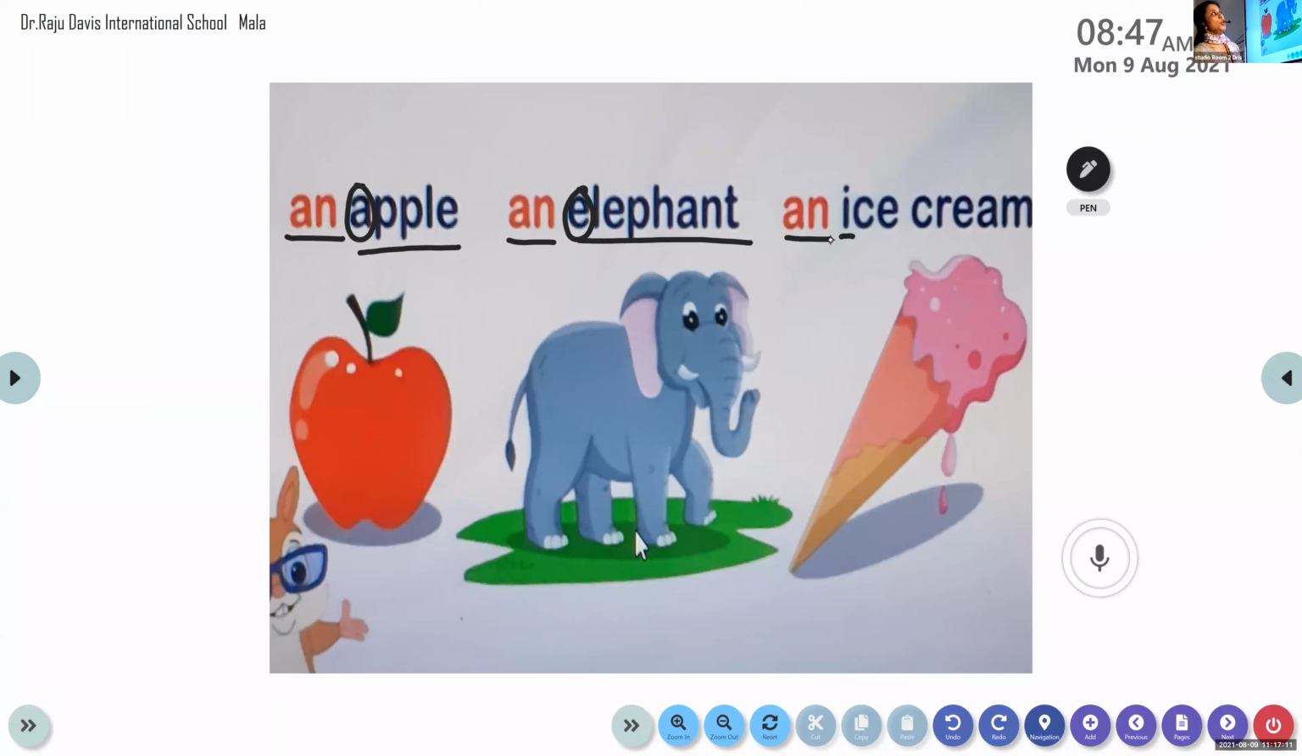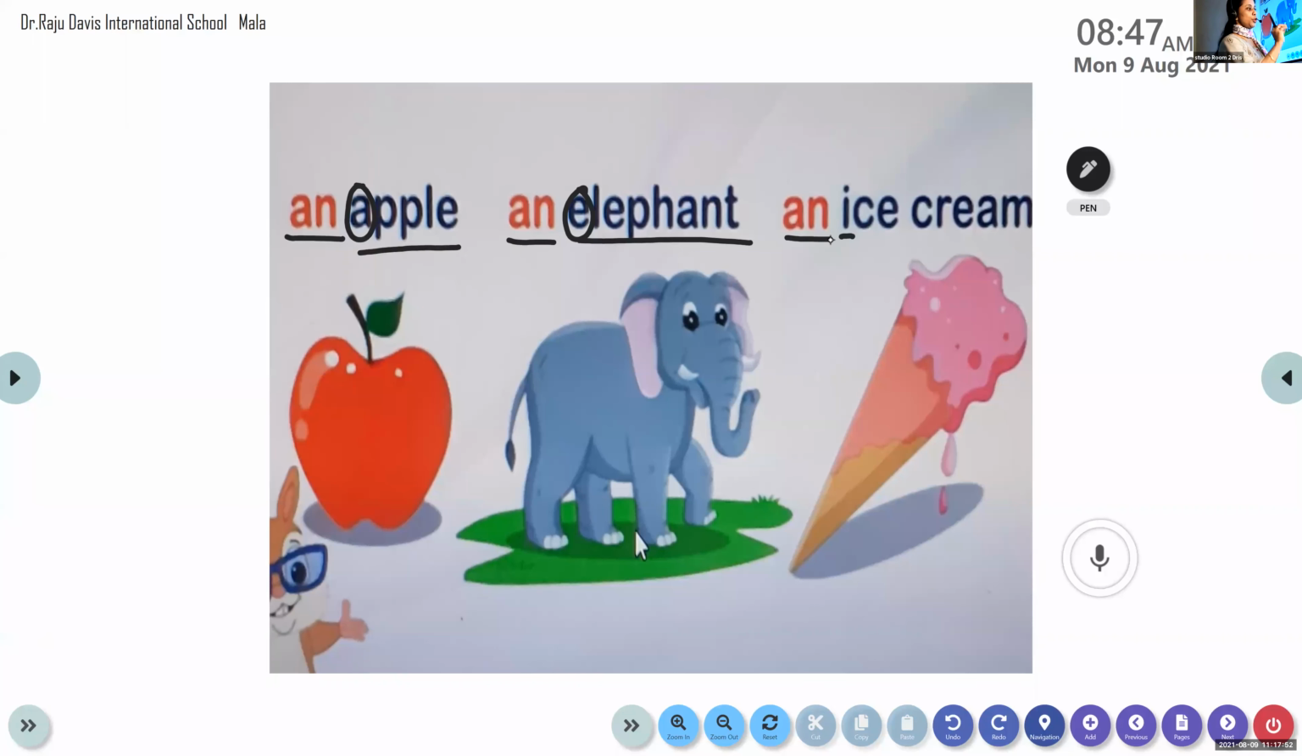Clear? We are pretty familiar that there are 26 letters in the English alphabet and only 5 vowels. If a word begins with a vowel or a vowel sound, we have to use the article "an" before the word. Please have a look at it once more: an apple, an elephant, an ice cream, because all these words begin with a vowel letter. So we have to use the article "an" before it. I hope it's clear.